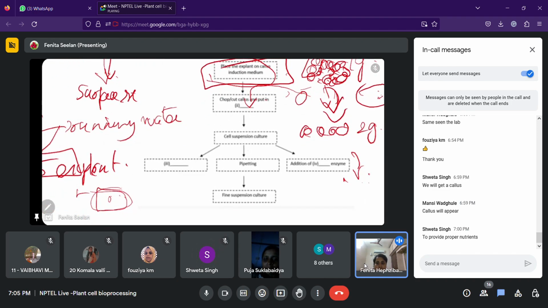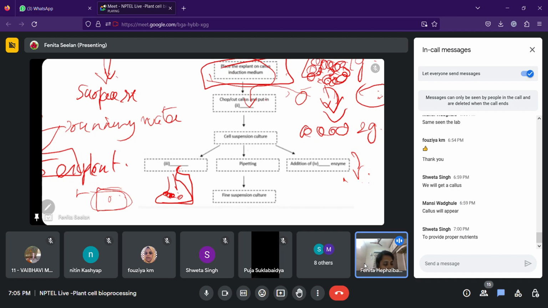So now you guys have initiated cell suspension culture. You have cut and put your cells in your conical flask. Like you said in the earlier questions, agitation will be given so that cells will be getting equal nutrients and aeration, everything. And what will happen? The cells will start growing, right?